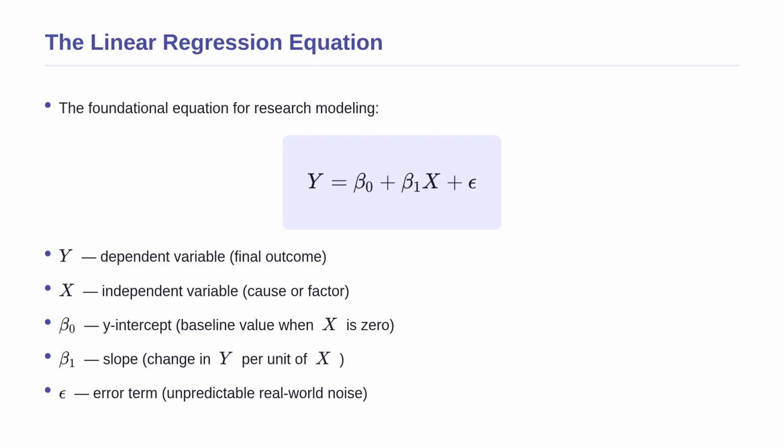Beta 0 is the y-intercept, representing the baseline value of y when x is exactly 0. Beta 1 is the slope, telling us how much y changes for every 1 unit increase in x. If beta 1 increases, the independent variable has a stronger effect. Finally, epsilon represents the error term, accounting for all the invisible, unpredictable real-world factors that affect y, but are not in our simplified model.